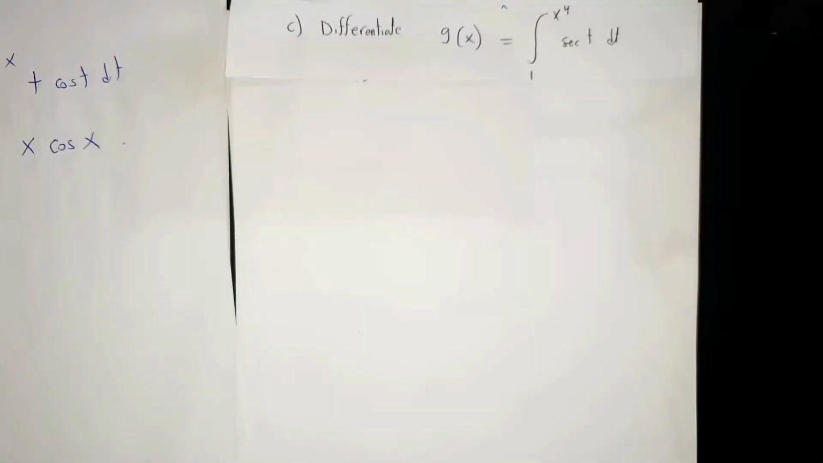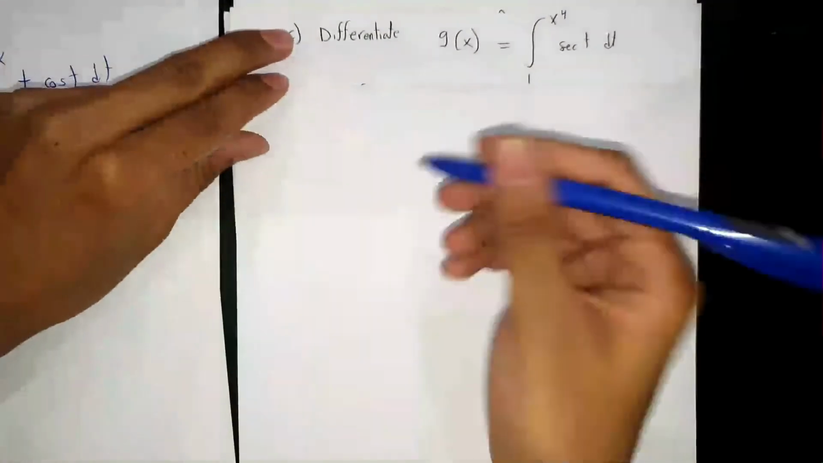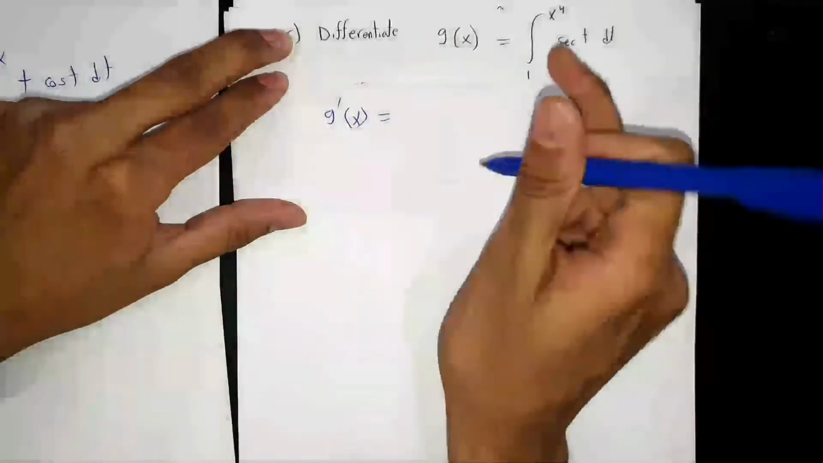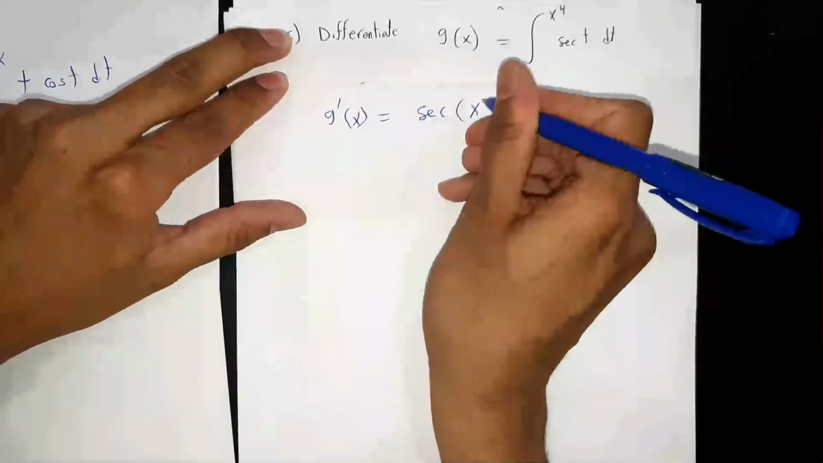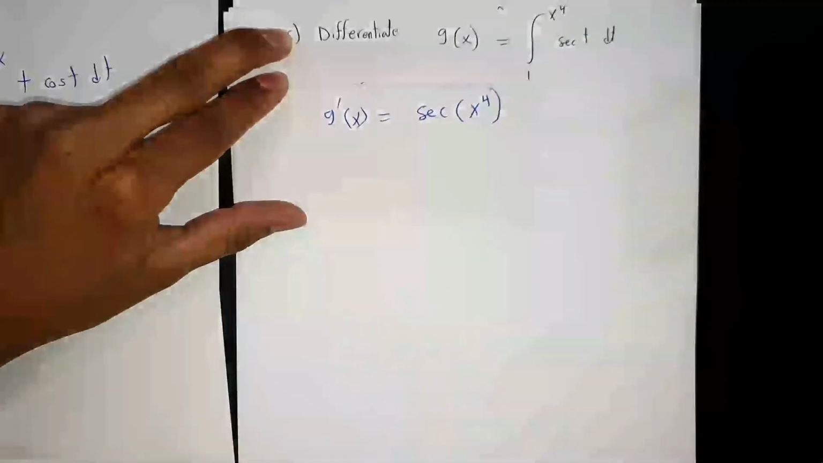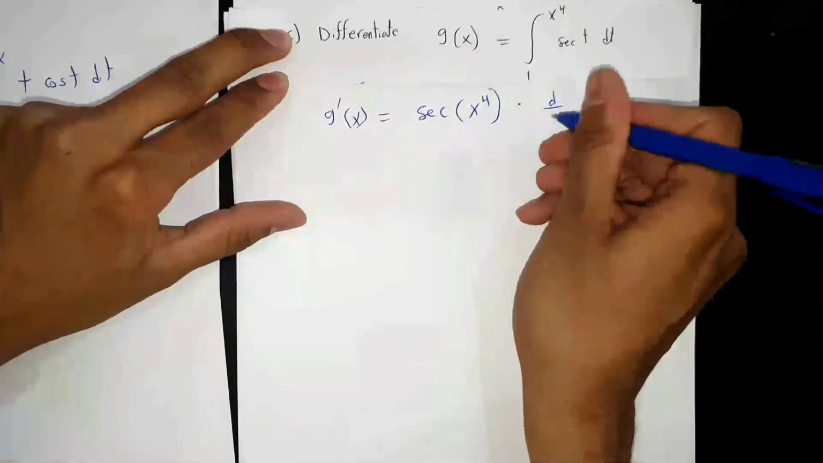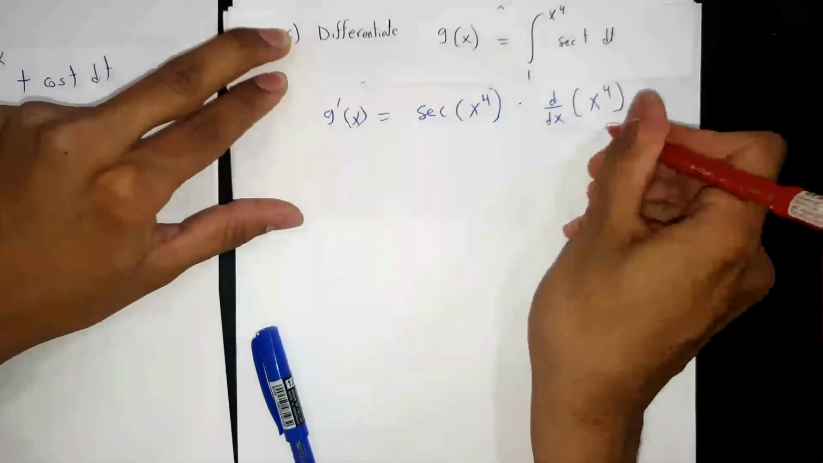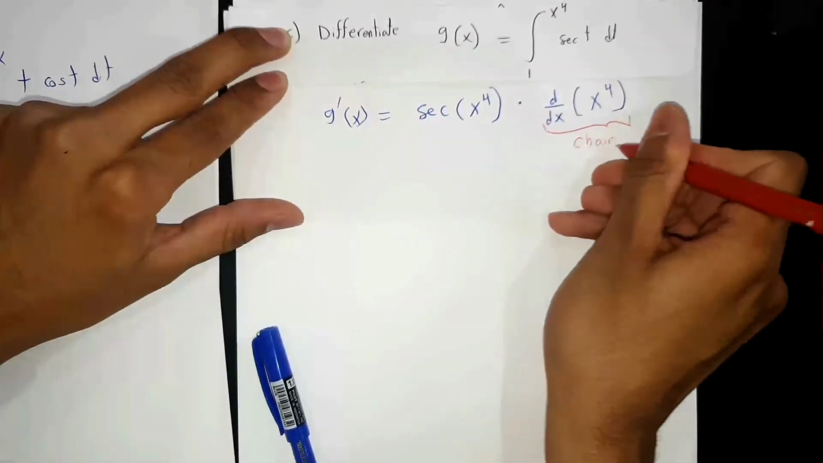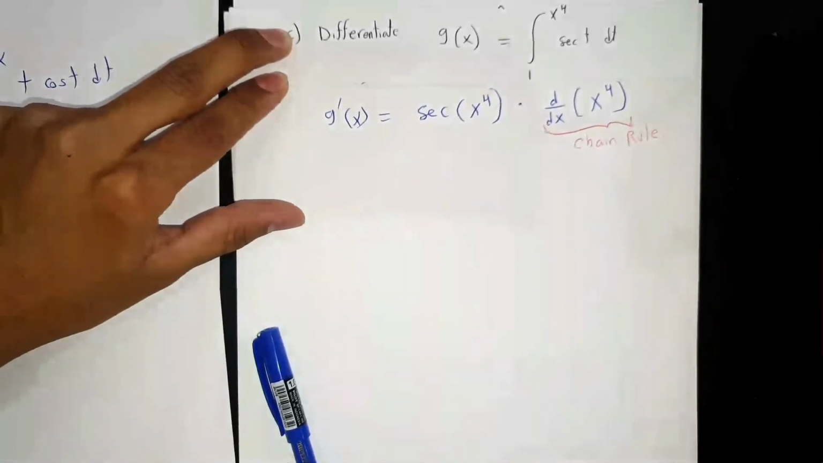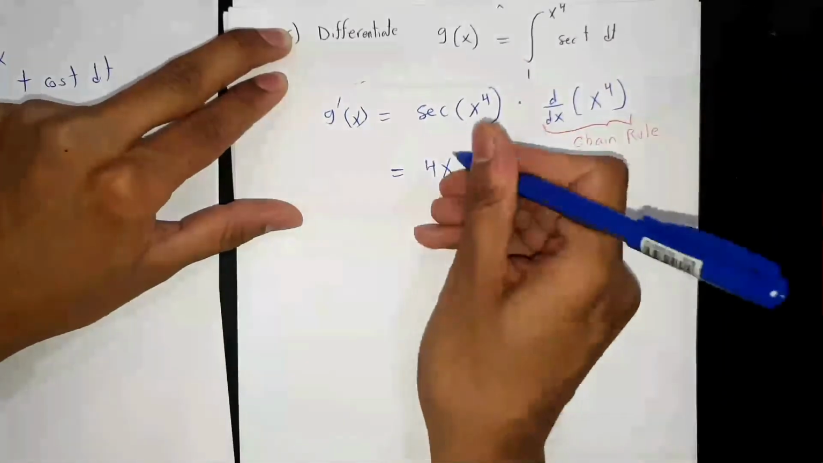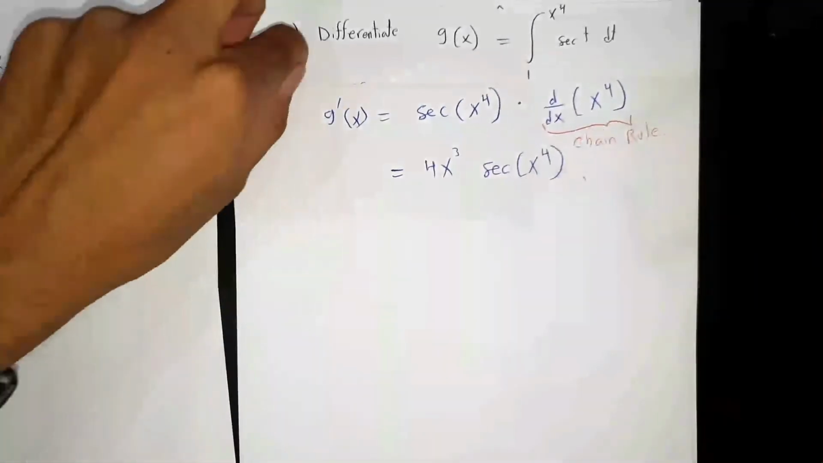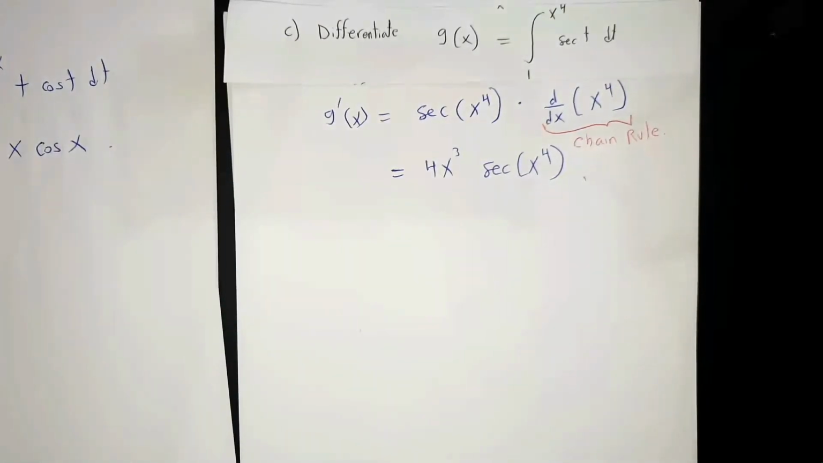This is very important. Let us see part C again. As we said, we need to combine it with the chain rule. So directly I will say g prime of x will be secant of x to the power 4. You substitute this x to the power 4 instead of this t. And do not forget to use the chain rule. I will write it here, d by dx of x to the power 4. The derivative here will be 4x cubed, and write this secant of x to the power 4. That's it. We are done with this exercise.